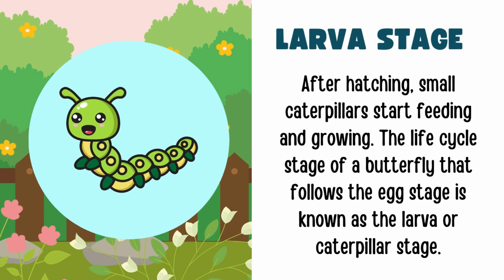Larva stage. After hatching, small caterpillars start feeding and growing. The life cycle stage of a butterfly that follows the egg stage is known as the larva or caterpillar stage.